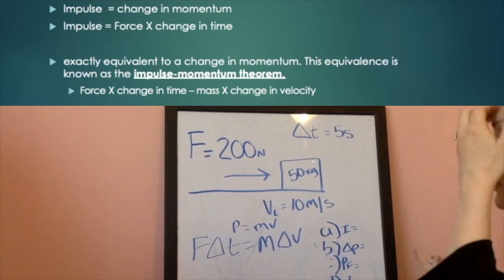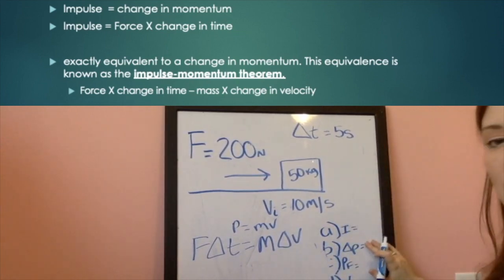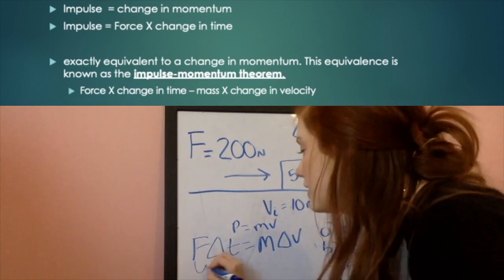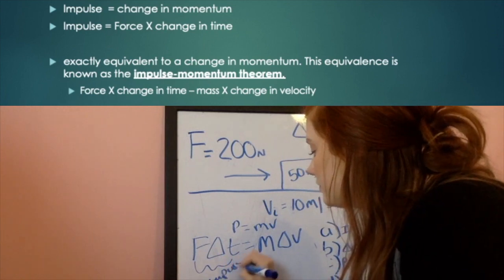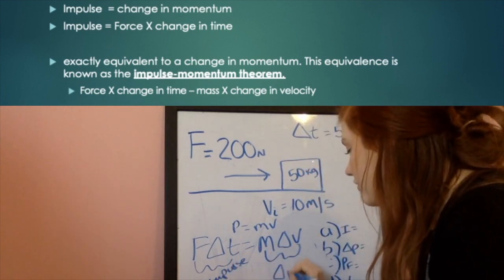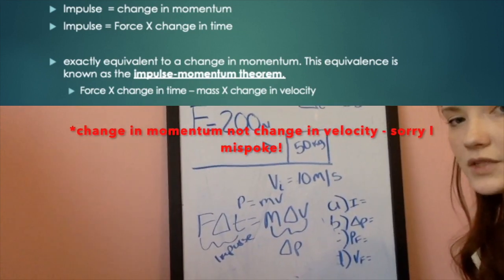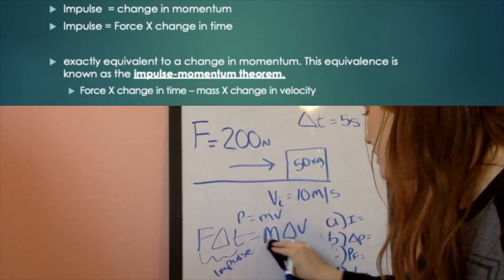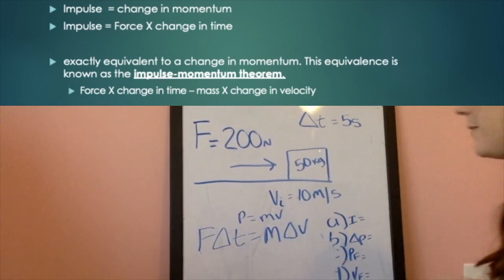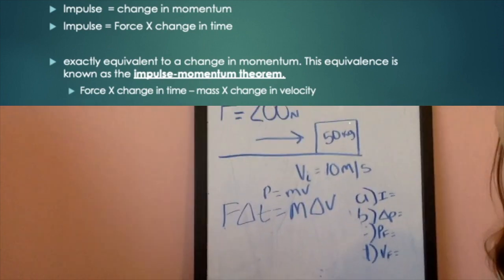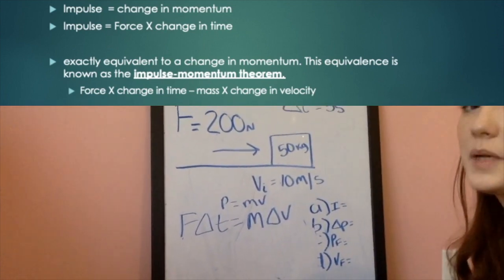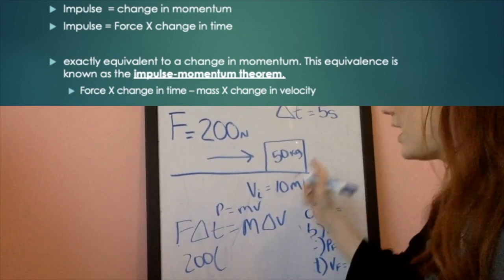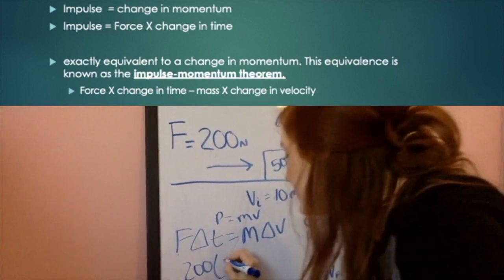So let's start. First things first, we can figure out our impulse right off the bat, right? Because our impulse is equal to force times our change in time. It's just a different way of writing it out. I just want to be sure that's clear, because this can seem kind of complicated. It seems harder than it really is. So force times our change in time, we already have this information. What is our force? It's 200 newtons, times our change in time, which is 5 seconds.